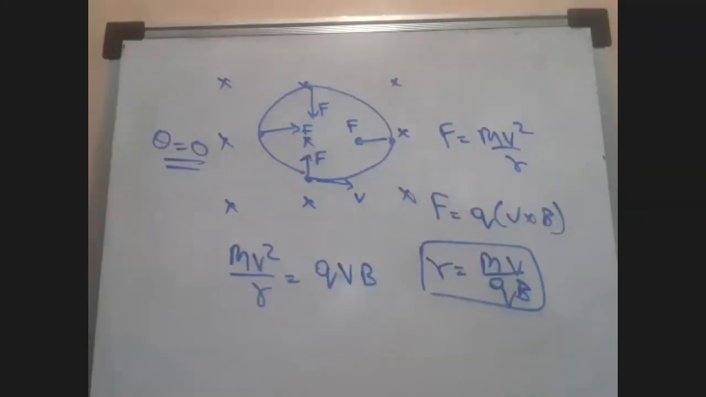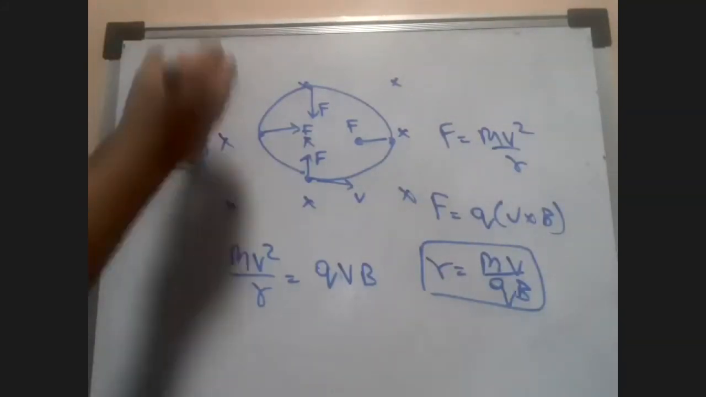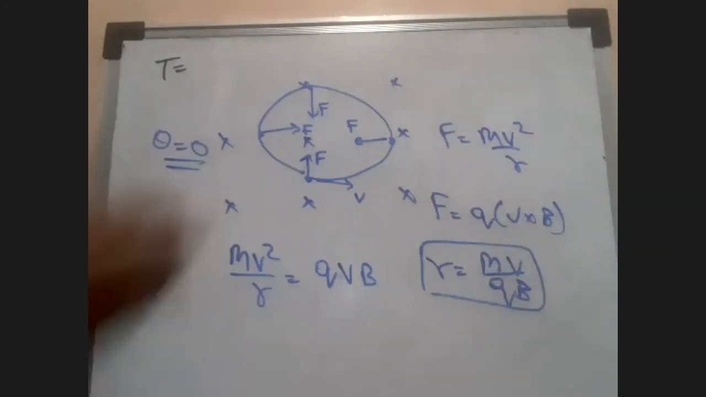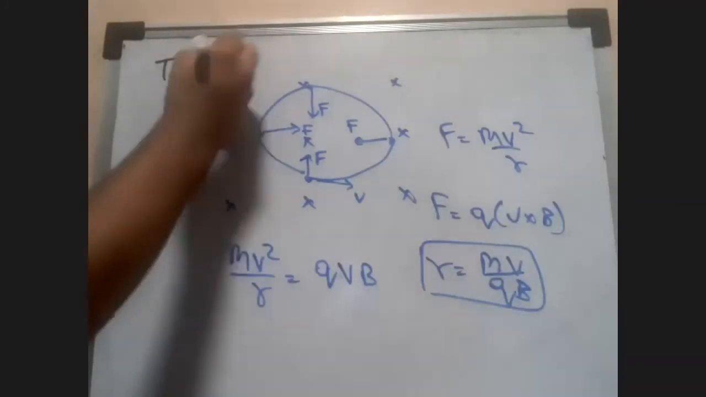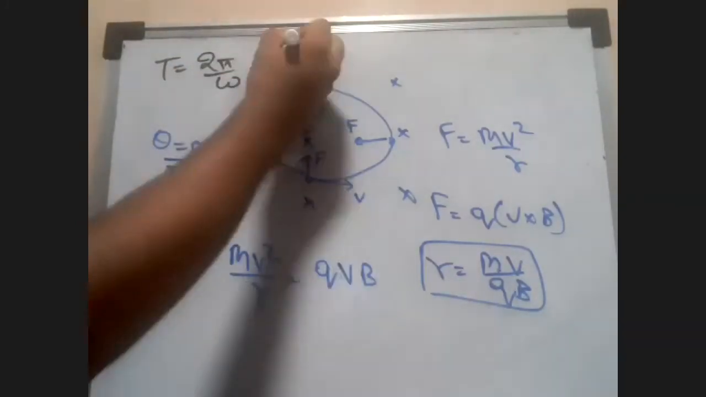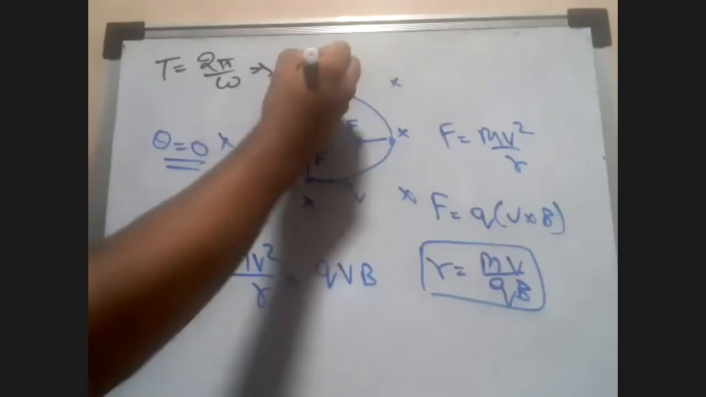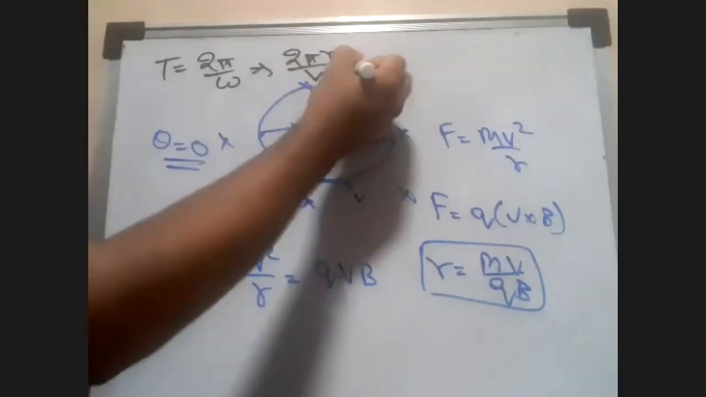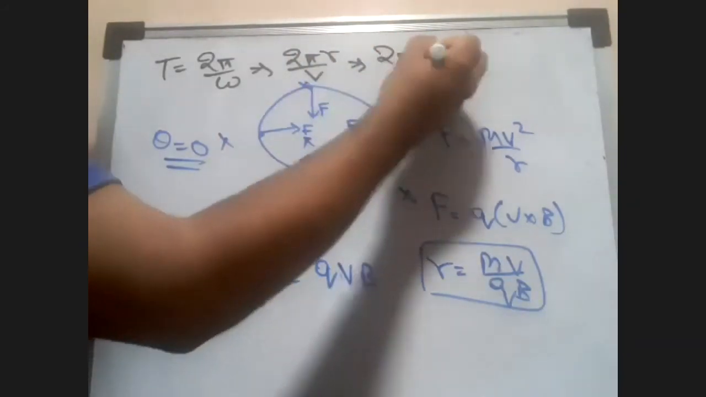Just now we saw this. If you understand this concept, then it is easier to find out what the time period is. Time period is basically the revolution of a charged particle in a circle. Now remember, students, listen to me. This is important. Although it's a summary, listen to me. We know that time period is 2 pi by omega, where omega is angular frequency, and omega is v by r. You put that here, you get 2 pi r by v.